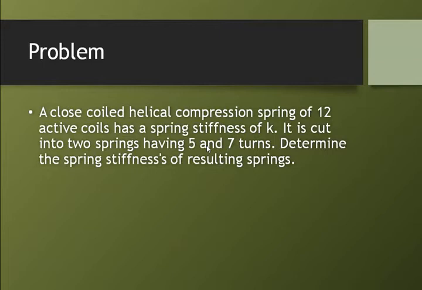See a small problem. This is a previously asked problem. A closed coiled helical compression spring of 12 active coils has a spring stiffness of K. It is cut into two springs having 5 and 7 turns. Determine the spring stiffness of the resulting springs.